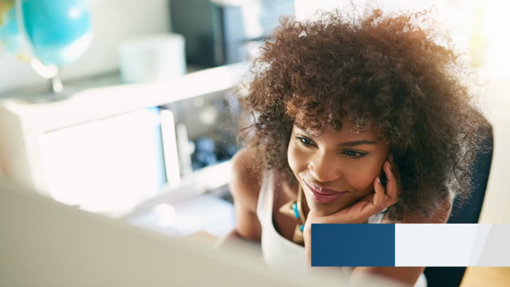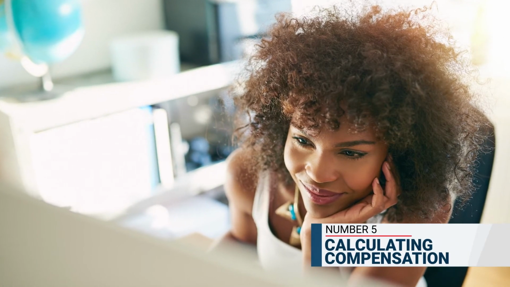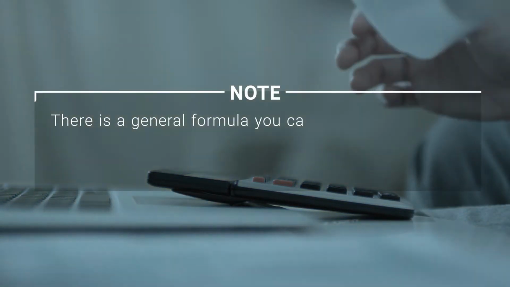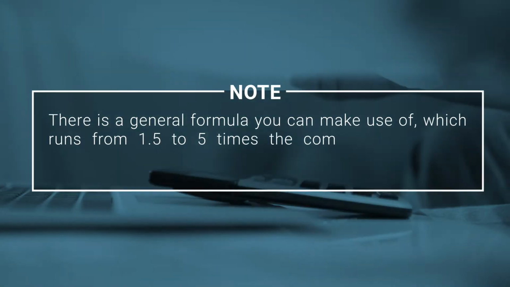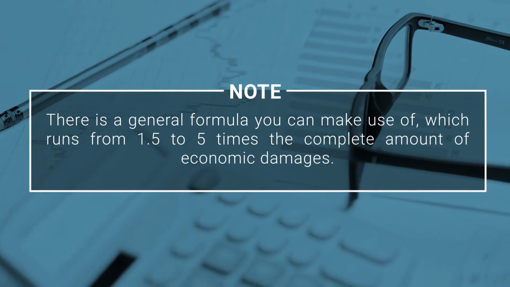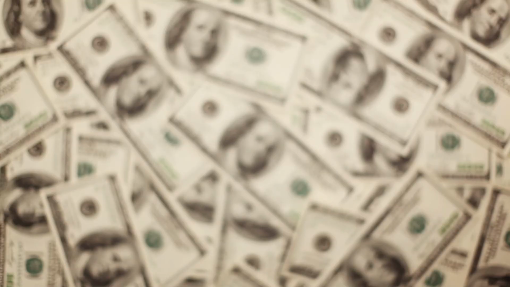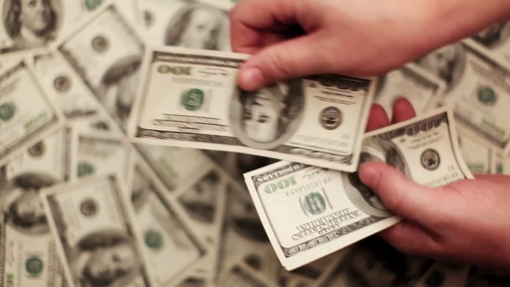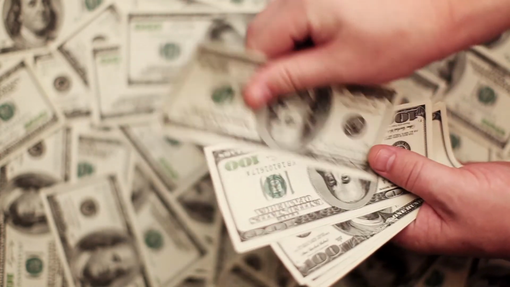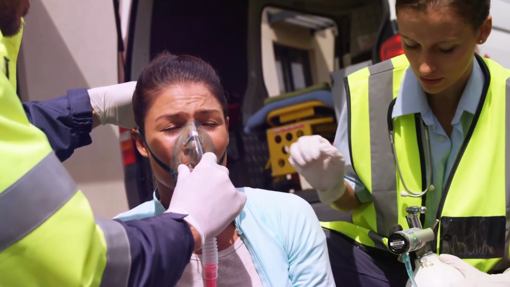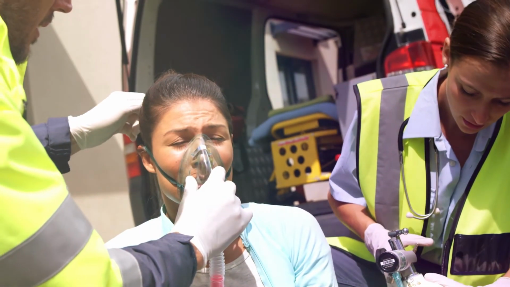Great! Now that all the information you need has been gathered, go ahead with the estimation. There is a general formula you can make use of, which runs from 1.5 to 5 times the complete amount of economic damages. And so, the value of this multiplier will be based on your claims of pain and suffering, the evident extent of the injuries you sustained, and the estimates for future medical care and pain and suffering.